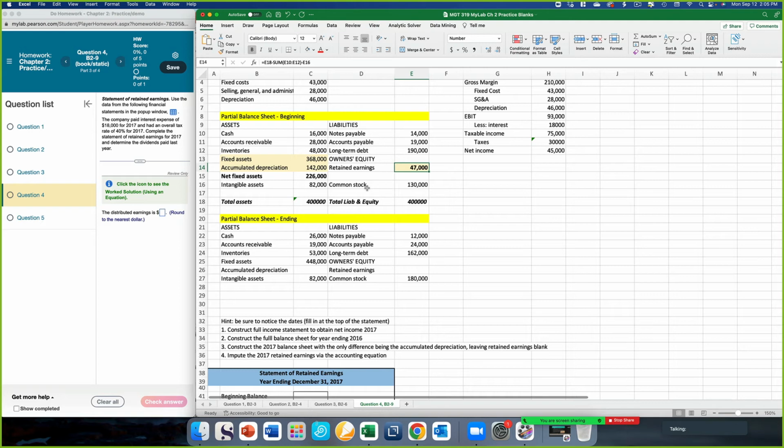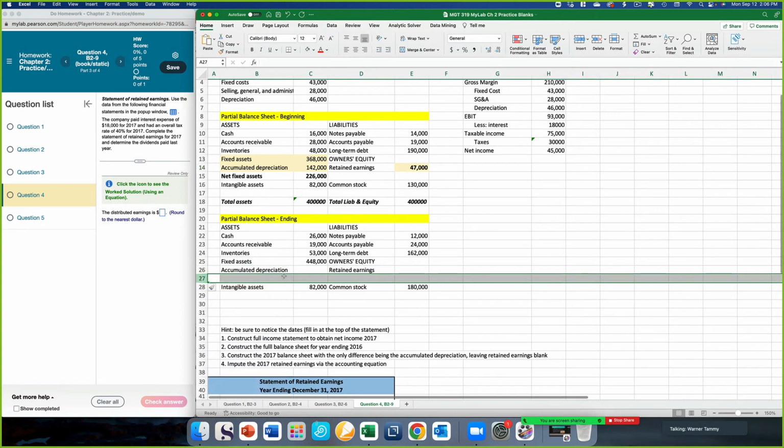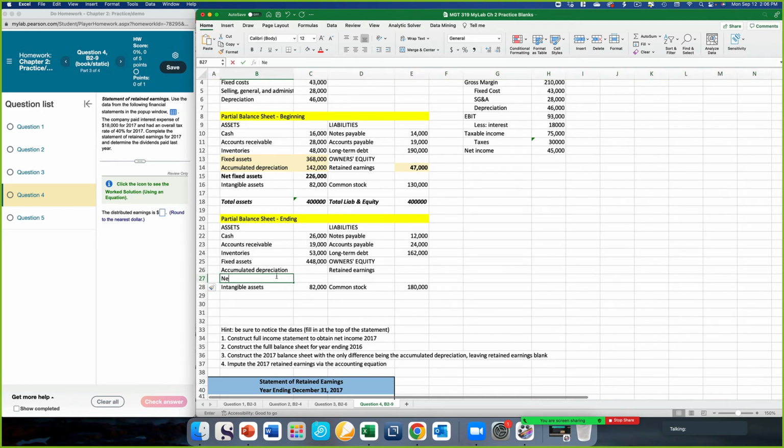Okay, we've got to do the same thing for the ending balance sheet. So let's go ahead, and what did we do here? We added a line here for net fixed assets. And because we're lazy and it's Excel, we can go ahead and copy that, not the value, but the formula.